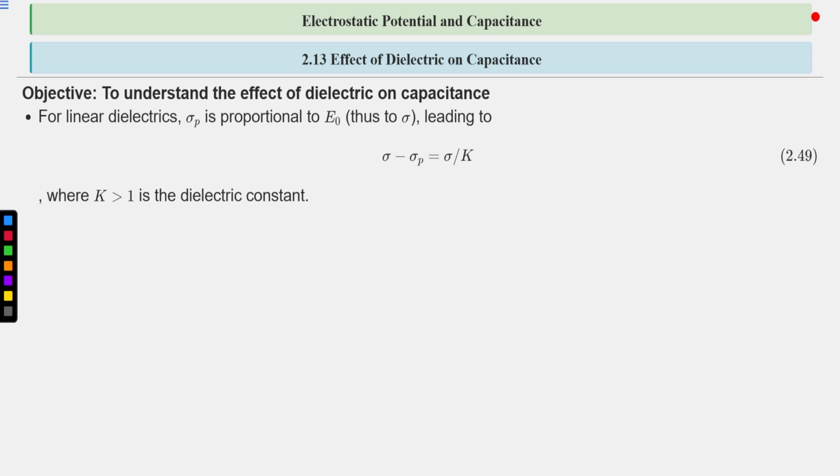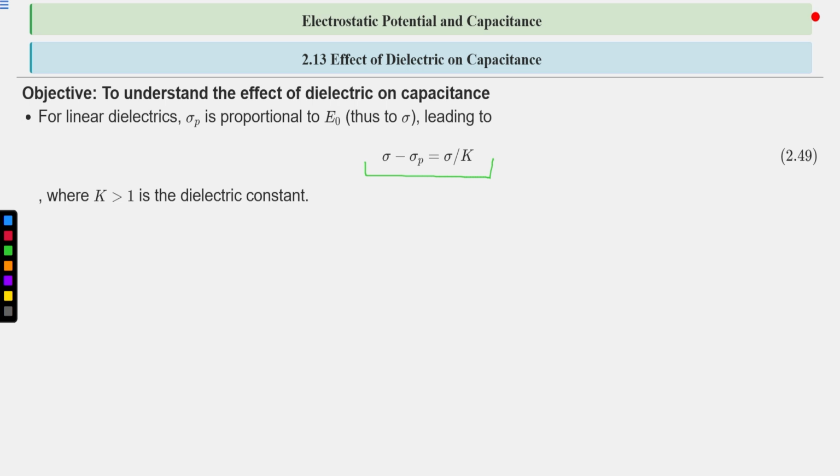So sigma p is proportional to E naught. The amount of surface charge density that appears on the surface of the dielectric is proportional to the external electric field. This leads to sigma minus sigma p equal to sigma by k. How does this come about? Because sigma p is proportional to E naught. It is from the electric field chapter that you have also known this.